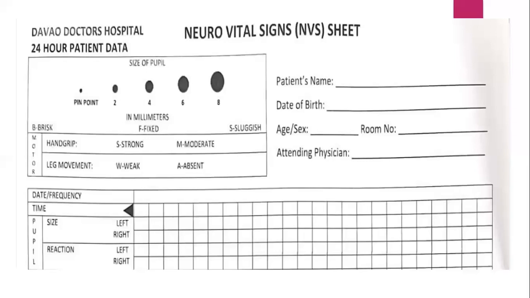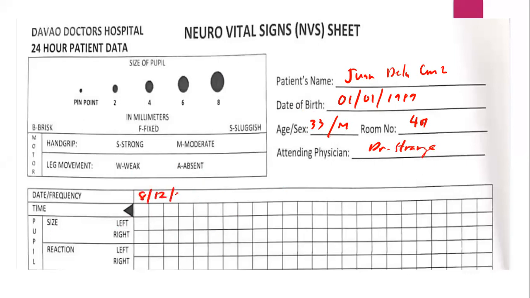Now, how do we write this here? For example, again, write your headers. So Juan de la Cruz, date of birth January 1, 1989, 33 years old, male, room 401, Doctor Strange. And the date is 8/12/2022.